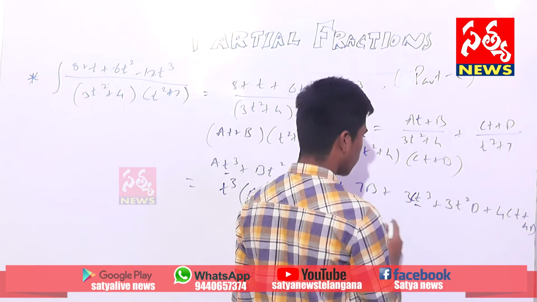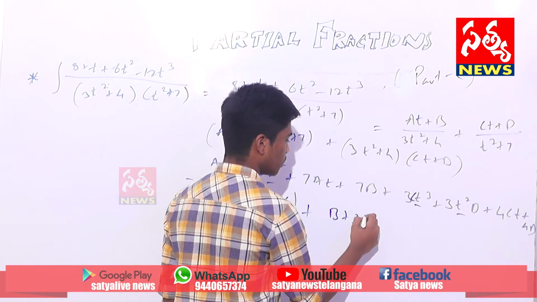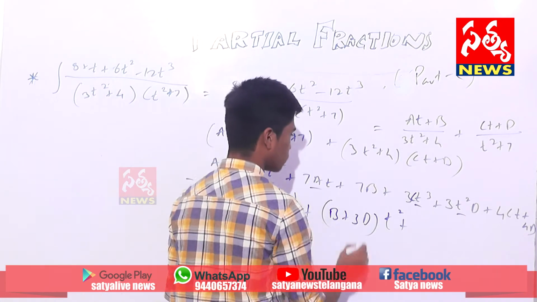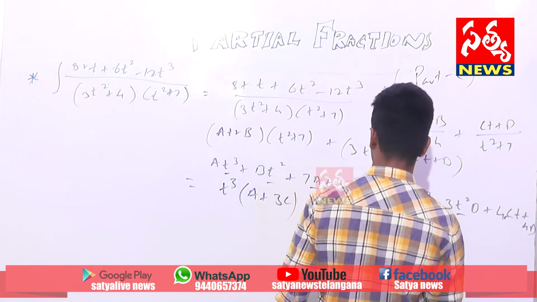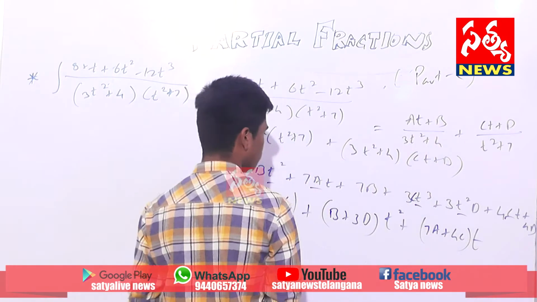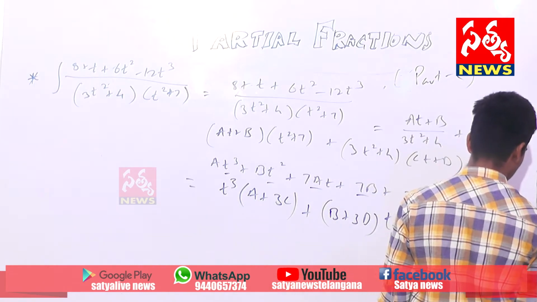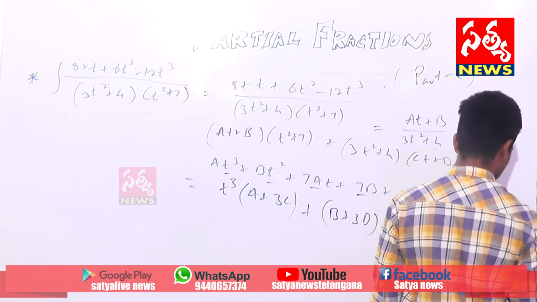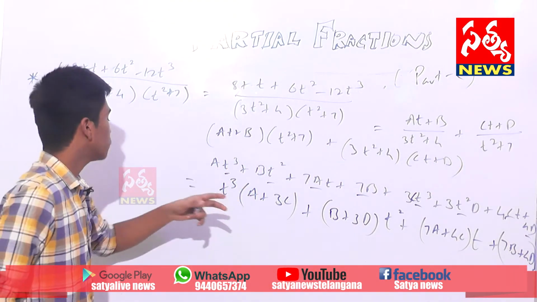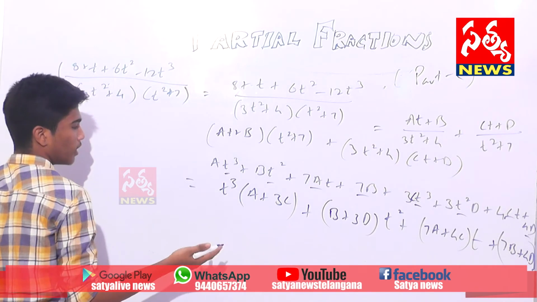b t square is here and here 3t square d. So b plus 3d into t square. Now the t terms, 7at and 4ct, so 7a plus 4c into t. Then the constants, 7b and 4d, so 7b plus 4d. Now as we know, after finding this, we are going to equate the coefficients of t square, t cube and the constant.